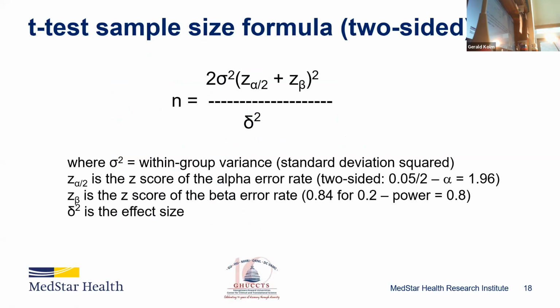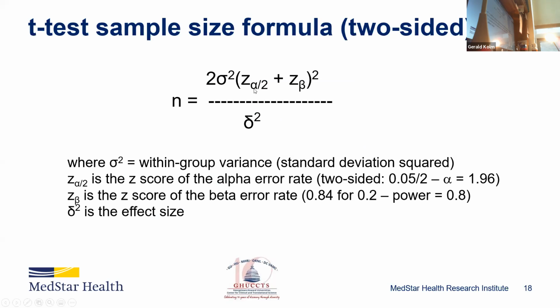Okay, so what I'd like to do is go through some actual formulas for calculating sample size for some of the simpler tests. So here's a two-sample t-test where you have independent groups. And so our n is equal to this ratio here. So what are these components? Well, sigma squared is the within-group variance, that is, the standard deviation squared of the two groups. And we can calculate that.